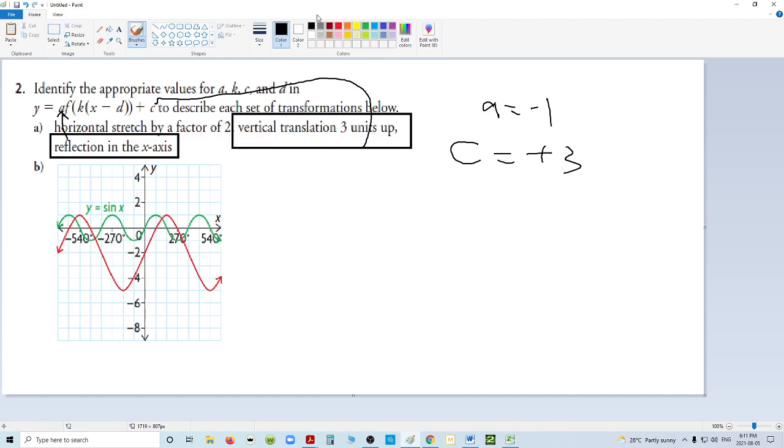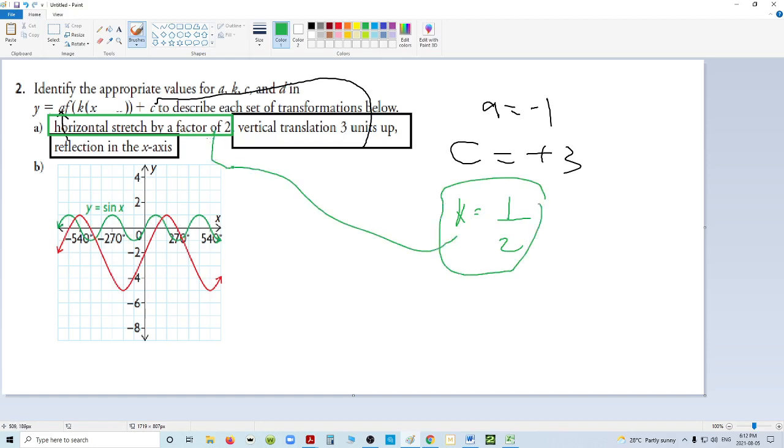The only thing left is this x transformation, a horizontal stretch by a factor of 2. And you'd be tempted to just put a 2 where k is and say k is equal to 2. But that's not how you create a horizontal stretch. k has to be equal to 1/2 to create a horizontal stretch by a factor of 2. And that's the secret there. There is no d value, because it didn't move left or right. It didn't translate left or right, or horizontally.